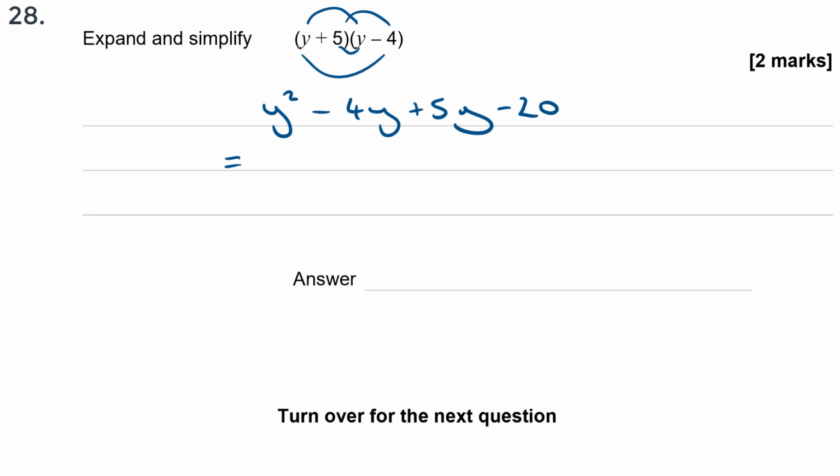At this stage here, just look in the middle for your two like terms and add them up. So I've got y squared minus 4 and plus 5 make y. So my final answer is y squared plus y minus 20.